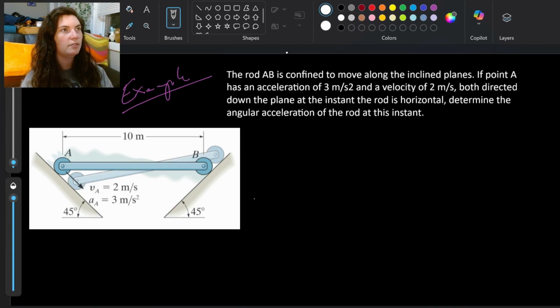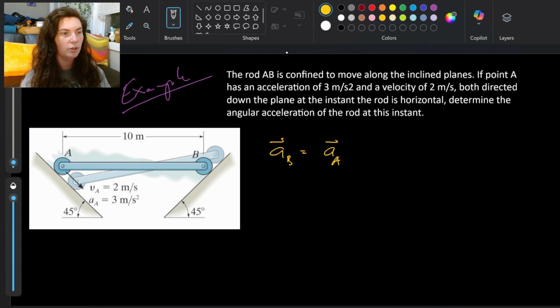So we have two 45-degree inclined planes on either side, and AB is completely horizontal. It's 10 meters long there, and we can see that VA and AA, so that velocity and that acceleration of point A, are both straight down that incline. And so let's write out our acceleration equation, the one that we know is our base we're going to start using. We're trying to find that acceleration of B, so we'll need the acceleration of A as a vector. We know acceleration of A is going down the plane. That should be pretty simple to deal with.